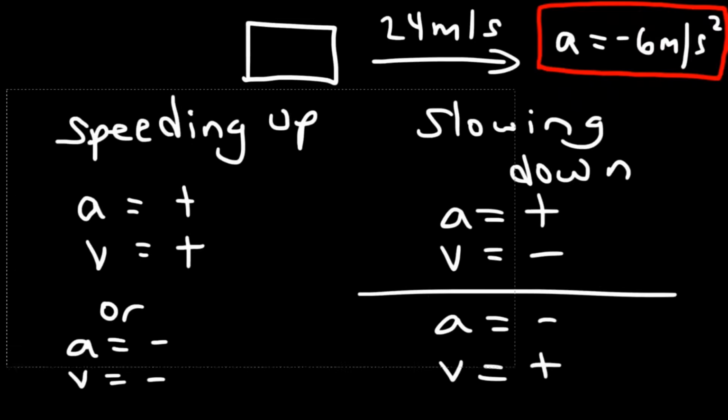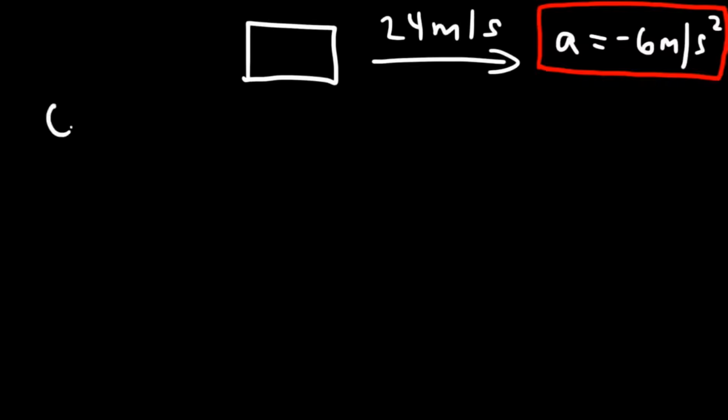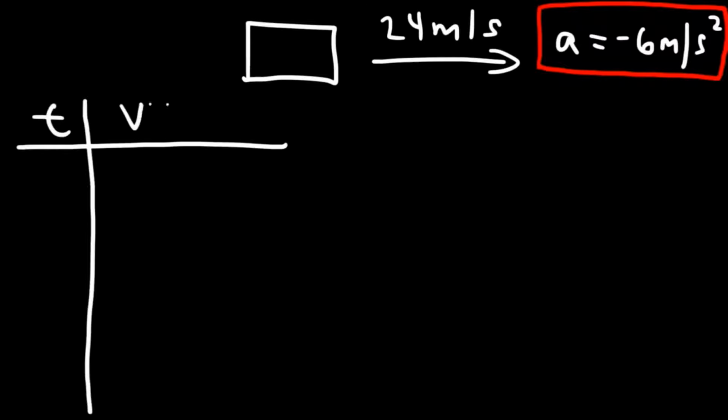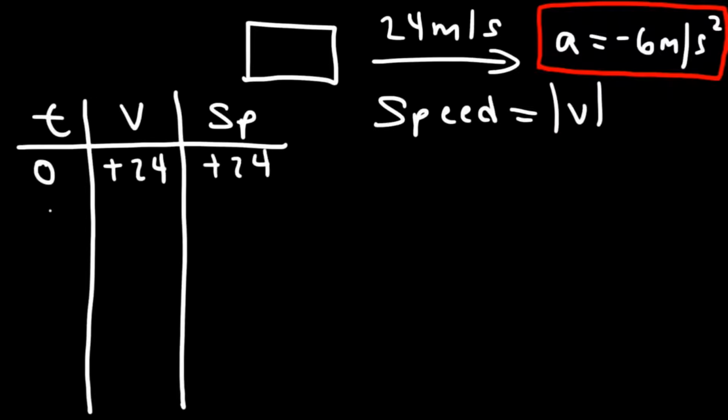In this example that I'm going to show, this time I'm going to make a table with t for time, velocity, and I'll be using sp for speed. So at t equal to 0, the velocity is positive 24. And remember that speed is the absolute value of velocity. So the speed is positive 24.